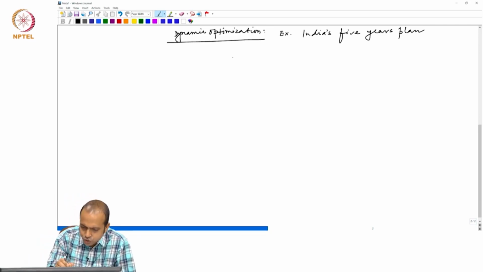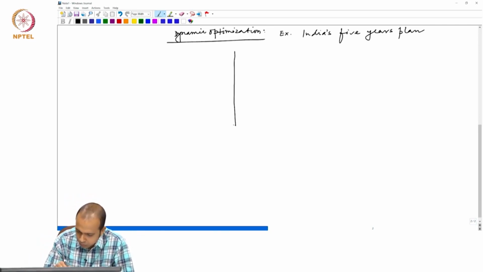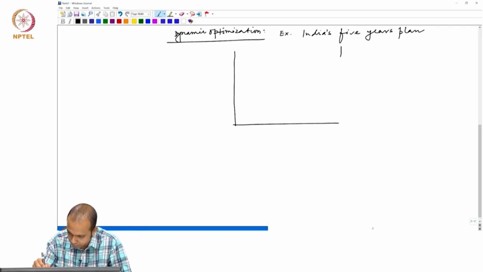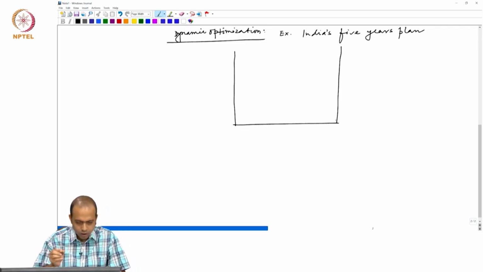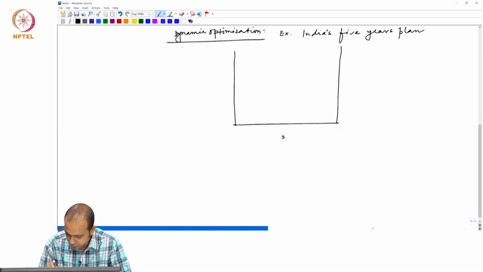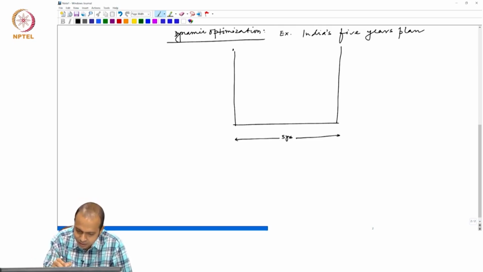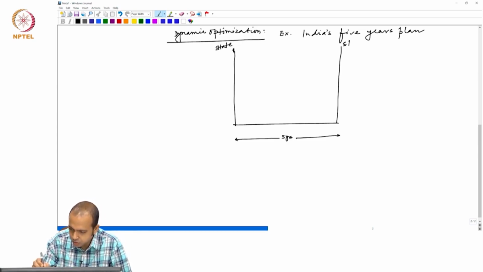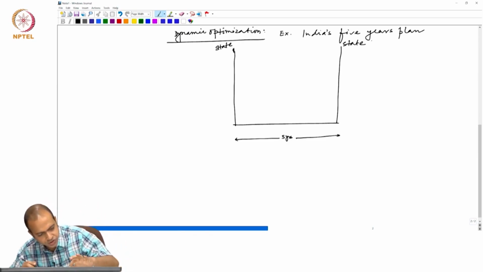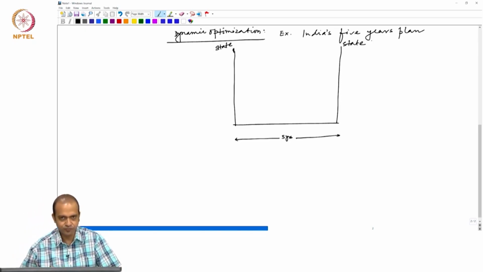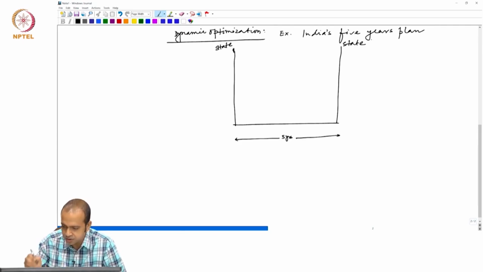So, let us assume a simple diagram. This entire period is 5 years, this is the duration. These two vertical lines indicate the state of the economy. So, you may think of this as the initial state and this as the terminal state. Initial means to start with, and this is the terminal one.